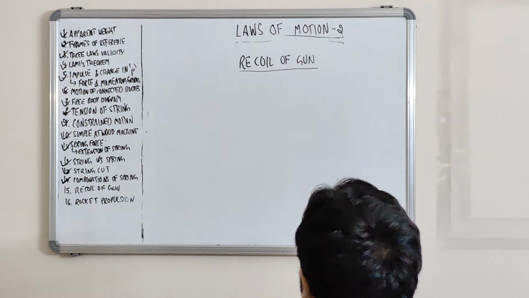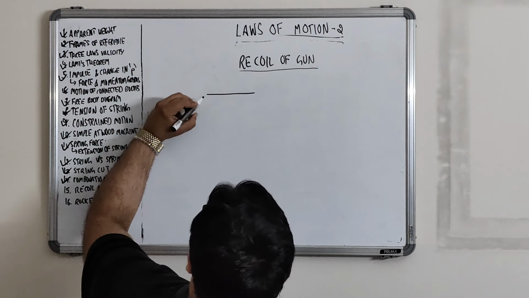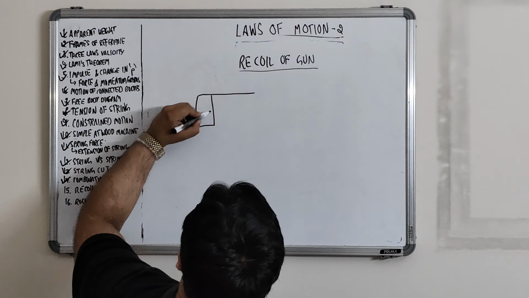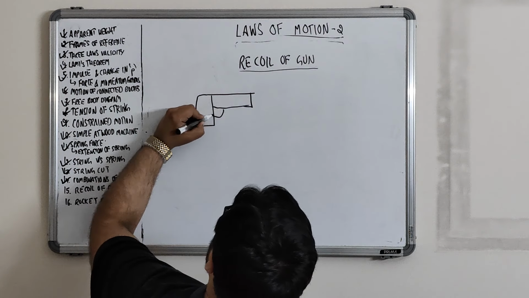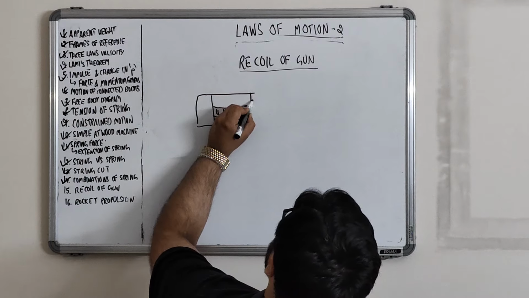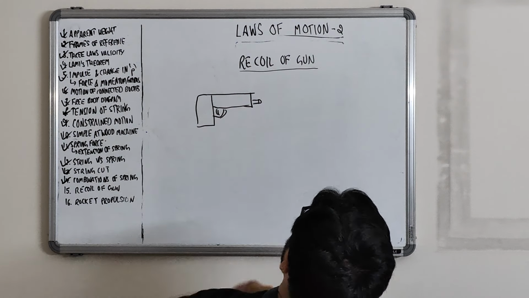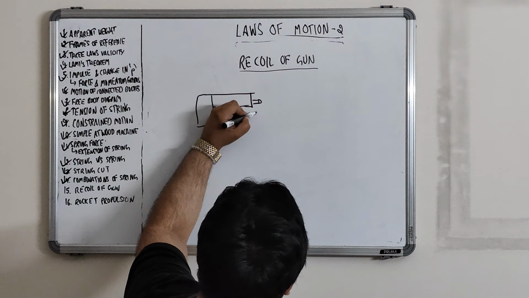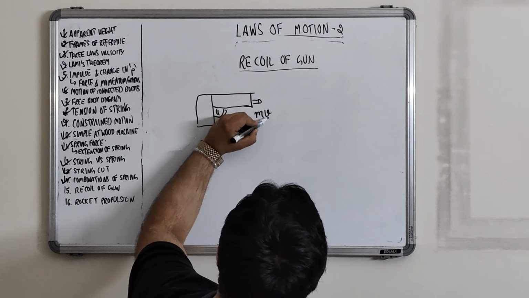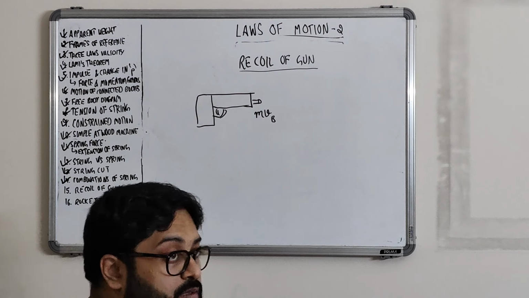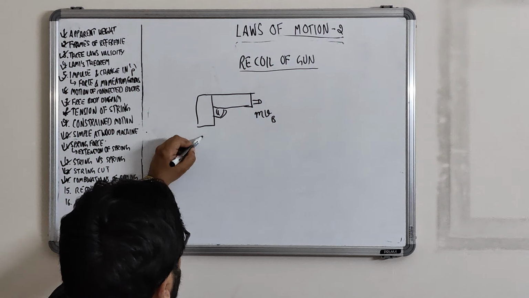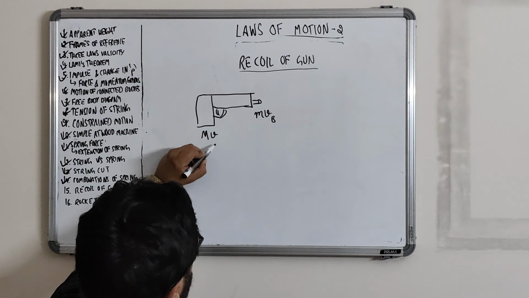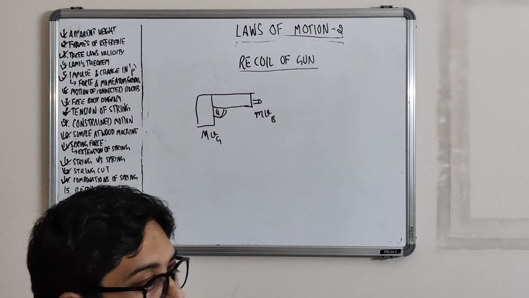Okay, so imagine you have this gun and a bullet is fired. Now the mass of the bullet is m and velocity of bullet is vb. Okay, mass of gun is capital M and recoil velocity of the gun is vg.